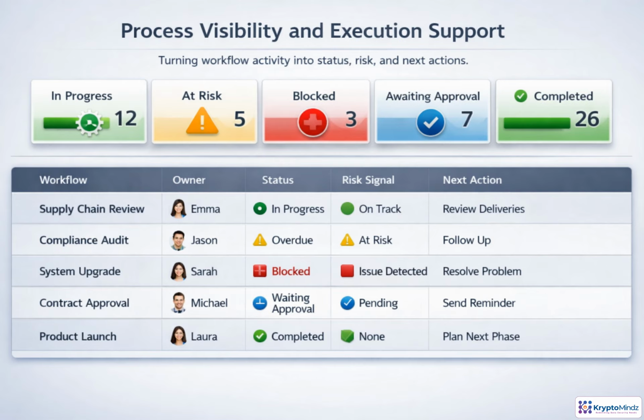Process visibility acts like an operating dashboard for work. Instead of asking around for updates, teams can quickly see what is moving, what is late, where approvals are stuck, and what needs attention next. Regrello AI makes this easier by summarizing progress and surfacing exceptions. Leaders and owners spend less time interpreting workflow data and more time acting on it. The result is faster response, clearer accountability, and more consistent execution across teams.